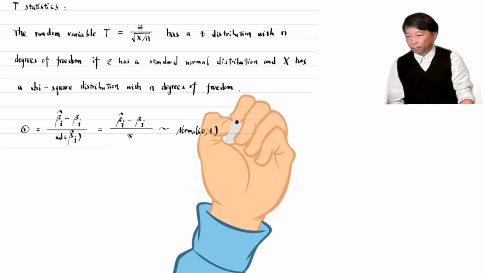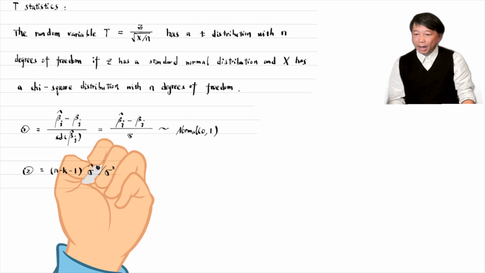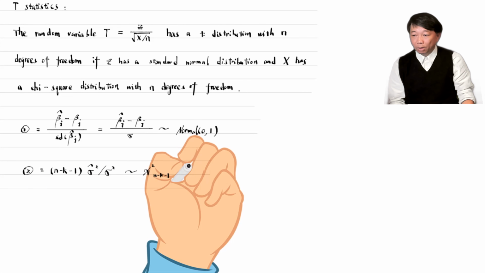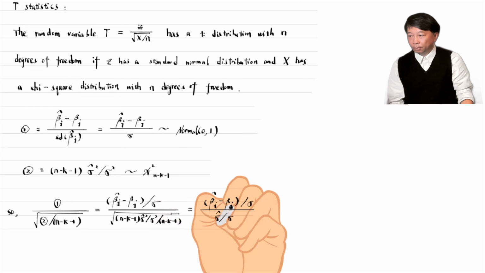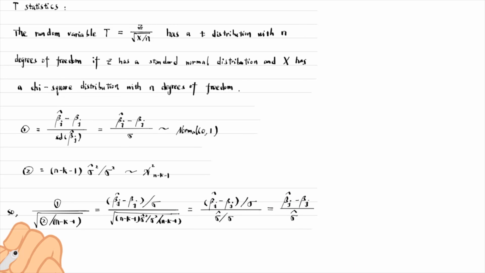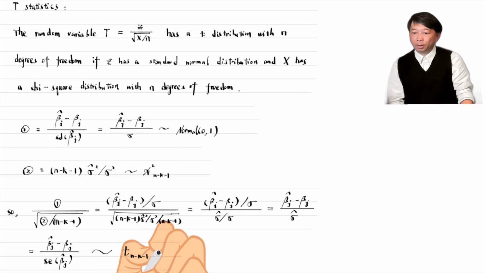That is expression 1. On the other hand, we know that the estimate of error variance, sigma hat squared, can be computed from the sum of squared residuals. So, expression 2 has a chi-square distribution. By definition, we can show that the following expression has a t-distribution. It is the formula we use to calculate the t-statistics.